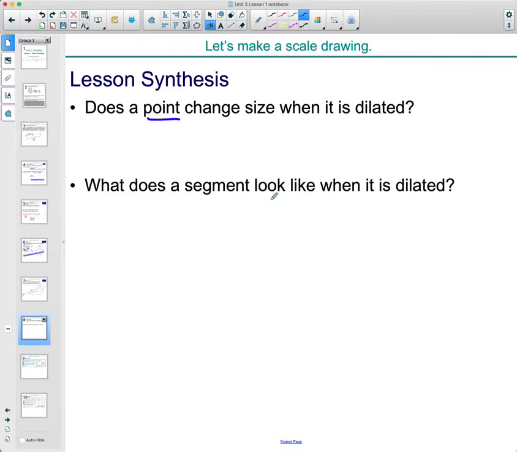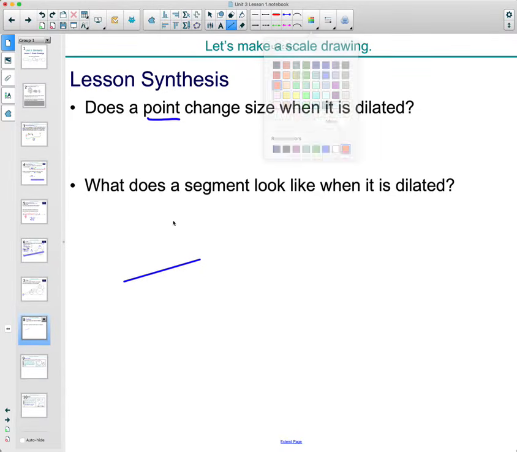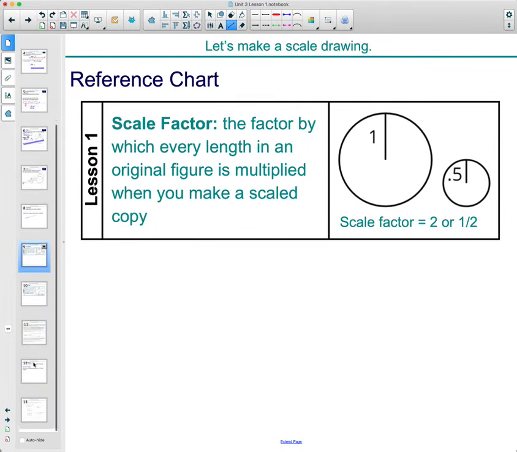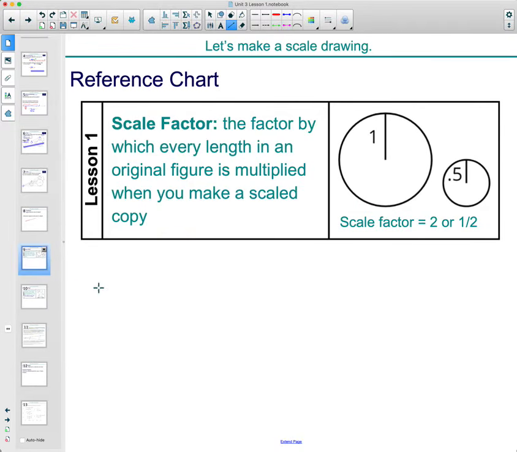And what does a segment look like when it's dilated? Okay, so when we dilate a segment, what does it look like? So it's either looking, I would say, longer or shorter, right? Still looks like a segment, either a longer version or a shorter version. So if the scale factor is less than 1, a shorter version of the segment. Okay, if the scale factor is bigger than 1, a longer version of the segment. So go ahead and get these 2 definitions written into your reference chart. So you can pause the video and get this written down.